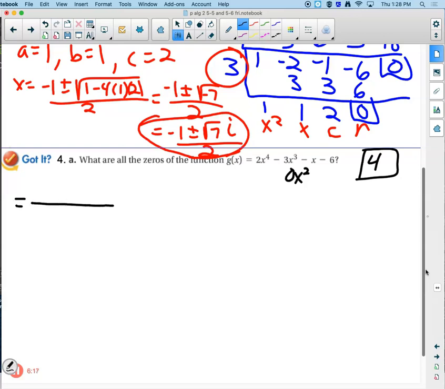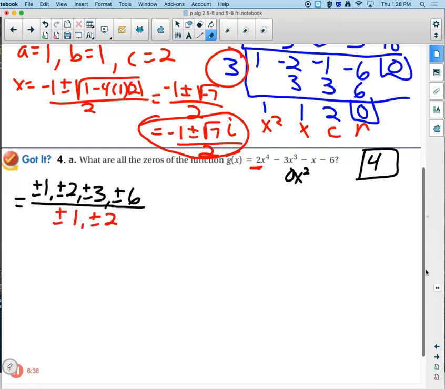List my possibles, go to the 6 in the back. All the nice integers that divide into 6, there are not a lot of them, which is fantastic. Plus or minus 1, plus or minus 2, plus or minus 3, plus or minus 6. And then on the bottom, we need all the nice integer factors of 2. So let's see what those would be.